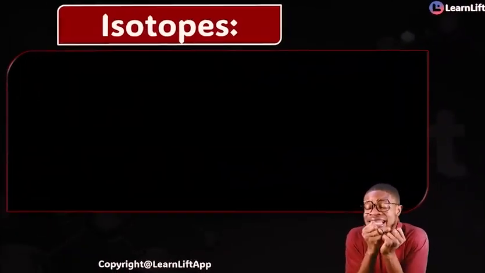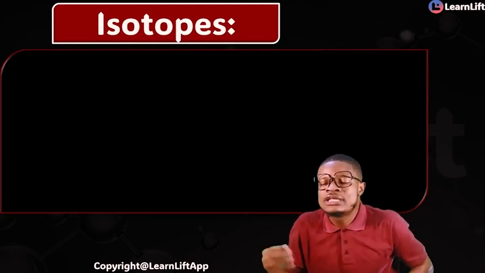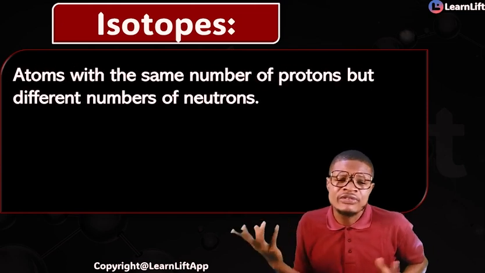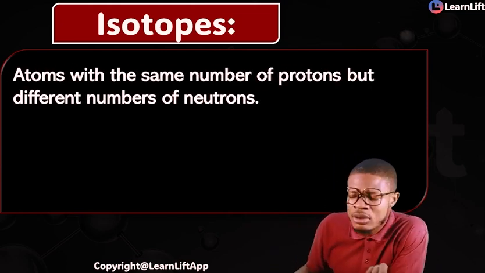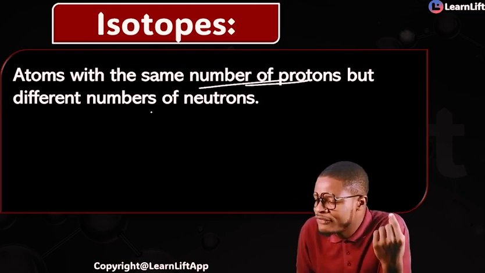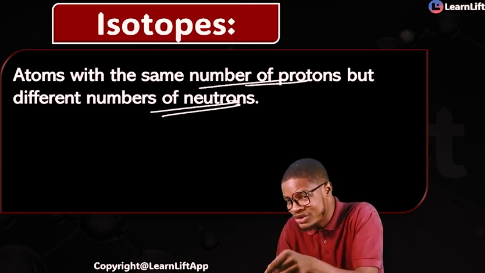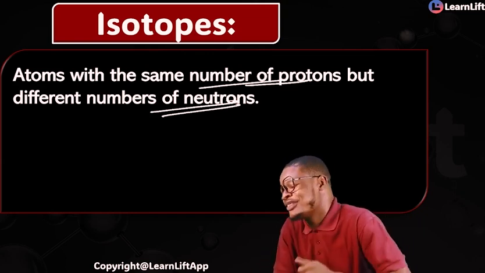Now, you must understand the concepts that govern isotopes. When we talk about isotopes, the big question is, what are isotopes? Very simple. Isotopes are atoms with the same number of protons, but different number of neutrons. Same number of protons, different number of neutrons.